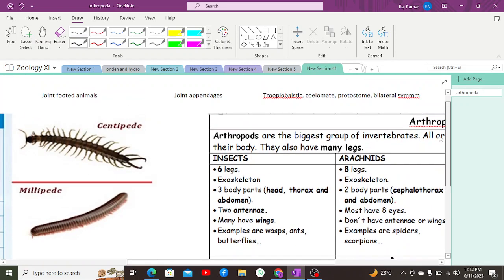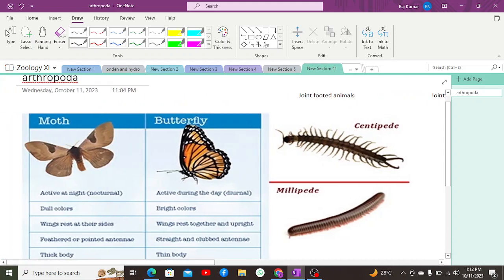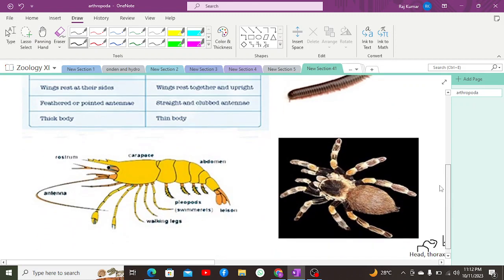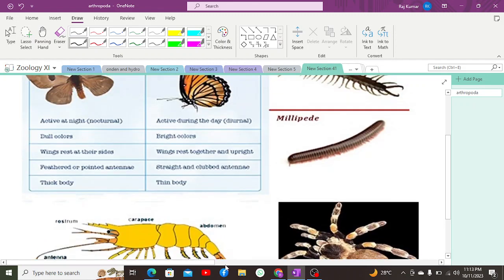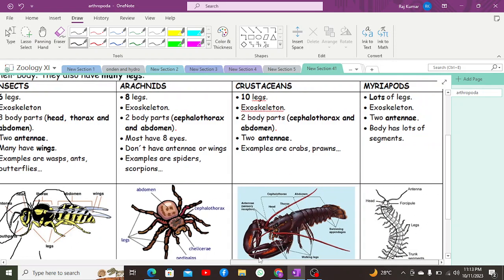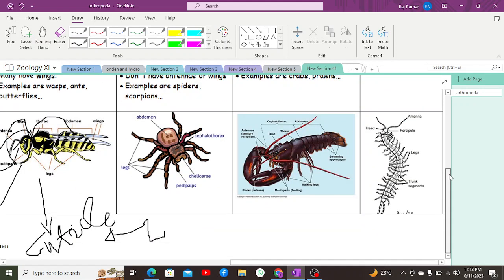Apart from that, we have some distinct characteristics. As you can see in the diagram, they have cuticle on the outer side, and they have legs and jointed appendages. There are two functions of the exoskeleton. First, it protects the arthropod, and second, it allows movement. It is attached with the muscles of the arthropod, which allows locomotion.